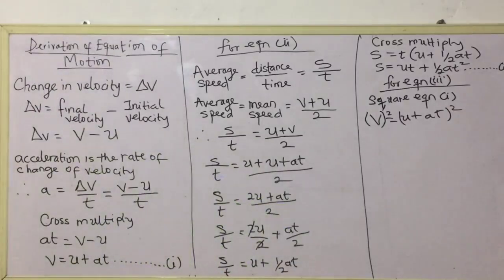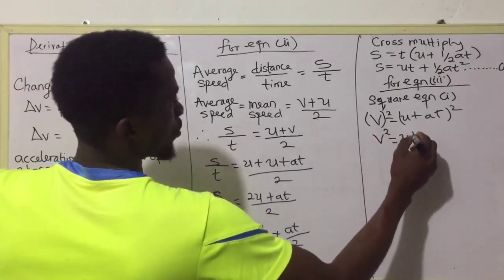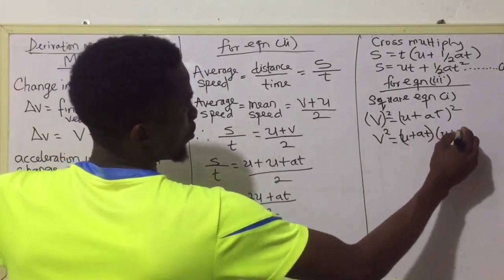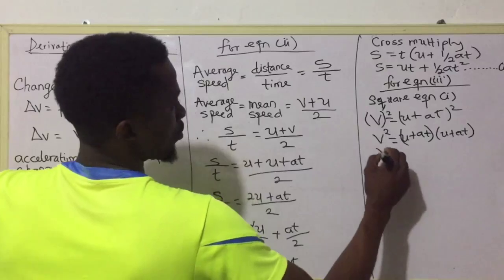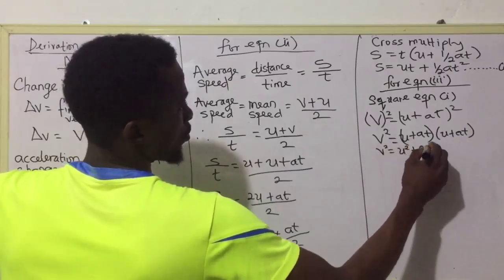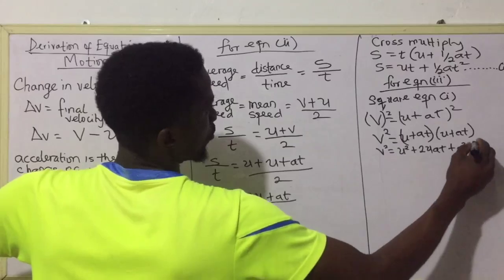On squaring the left hand side, it comes out exactly as it is, which is our v squared. But on squaring the right hand side, we are going to have two brackets. That is u plus at multiplied by another u plus at. And if you expand that bracket, you should get u squared plus 2uat plus a squared t squared.